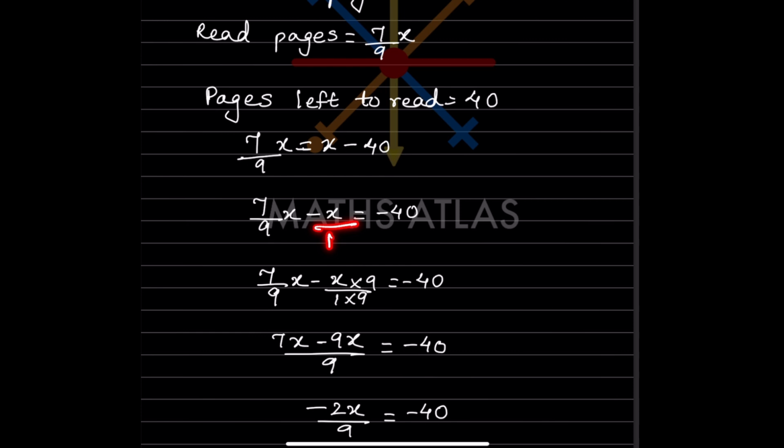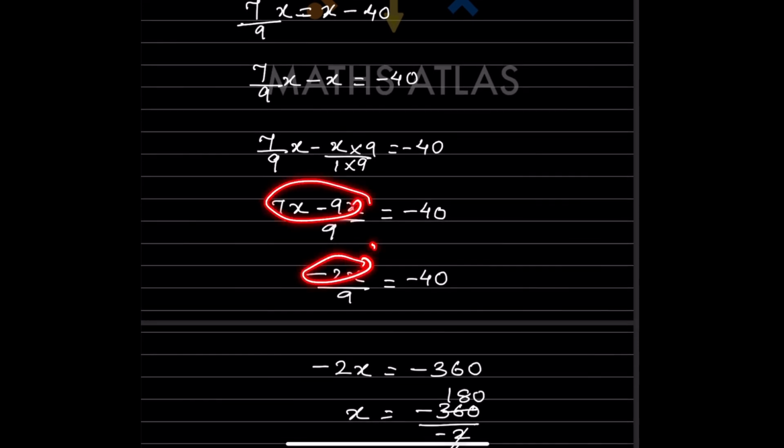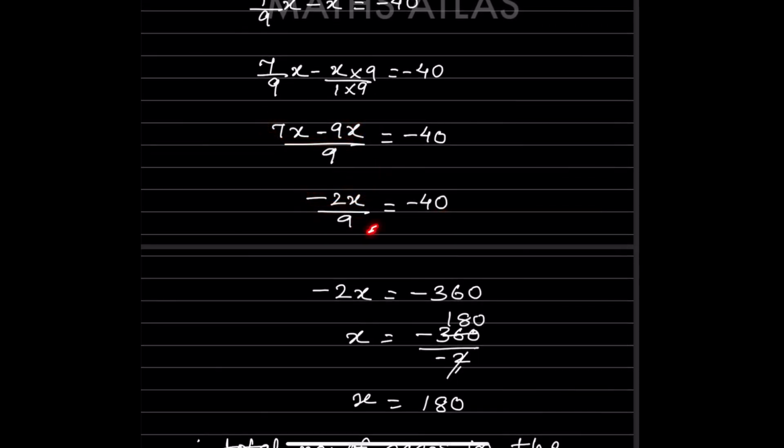Now this will be 1. So the LCM is going to be 9. So you are going to multiply this by 9. So that will be minus 40. So 7x minus 9x divided by 9 is minus 40. So this will be minus 2x by 9 is minus 40. So now what will happen? This will go on this side. So minus 2x is 9 into 40. That is going to be minus 360.